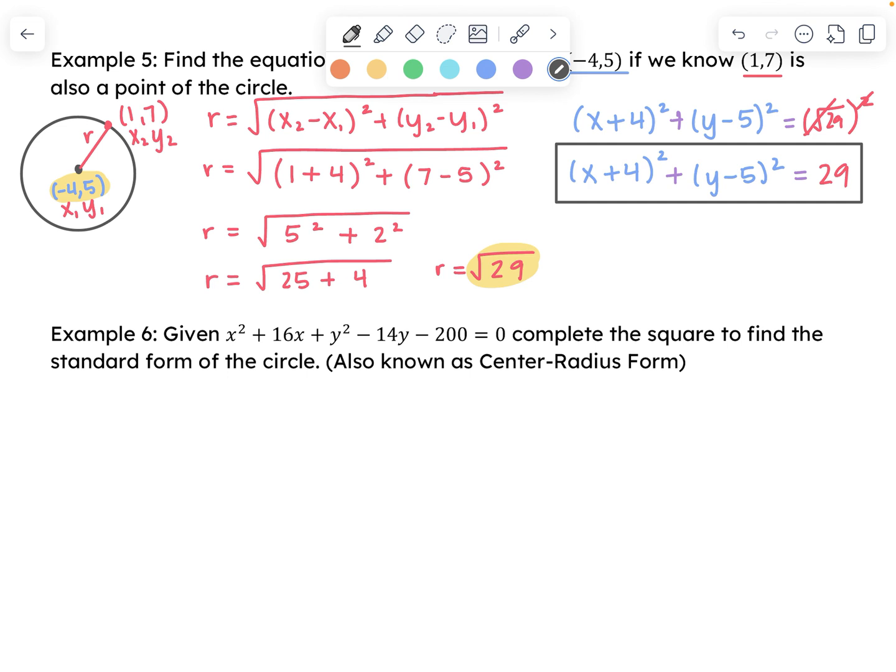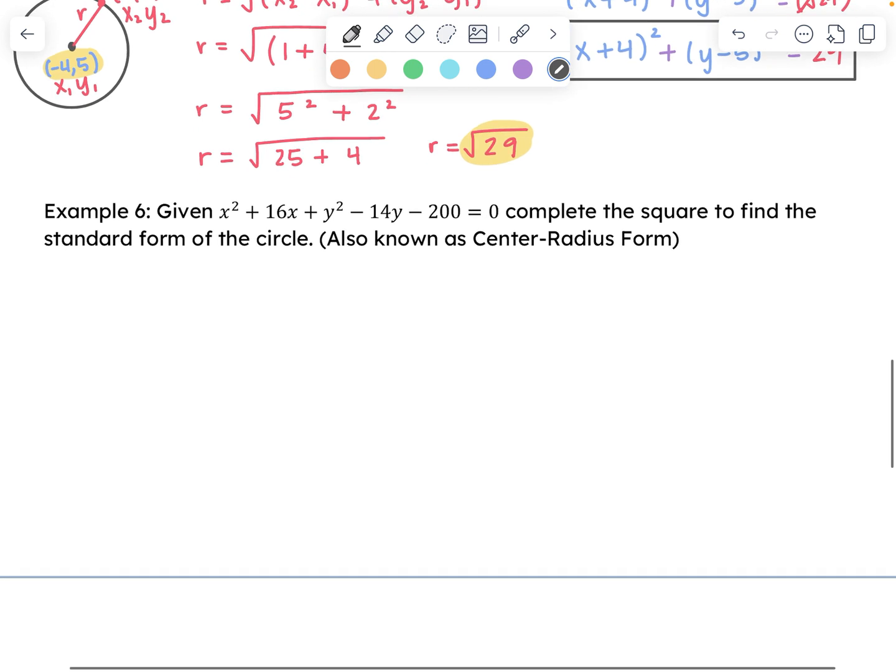And let's step it up even just a little bit more. Example 6 says, given this equation, x squared plus 16x plus y squared minus 14y minus 200 equals 0, complete the square to find the standard form of the circle, also known as center radius form. So what we've been working with is our standard form or center radius form of a circle, and we need to take this equation and put it in that form. And we're going to complete the square to help us do that.